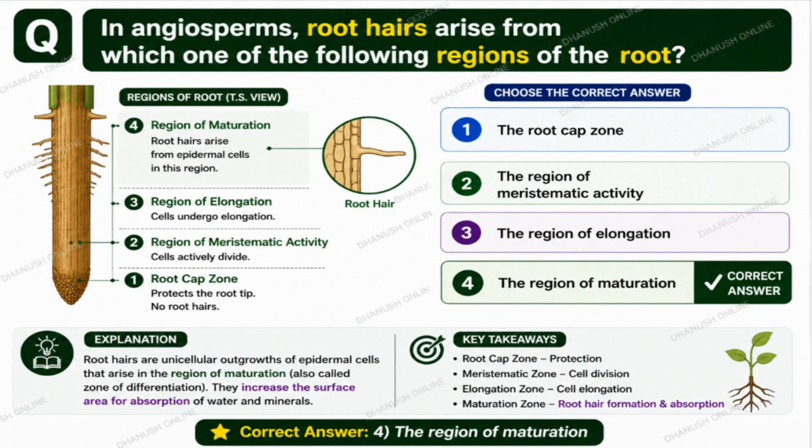In angiosperms, root hairs arise from which region of the root? The correct answer is option 4, the region of maturation. Root hairs are unicellular epidermal outgrowths that increase the surface area for absorption.